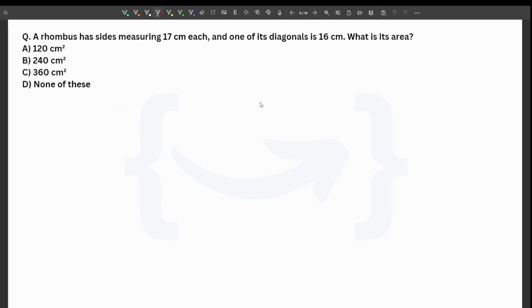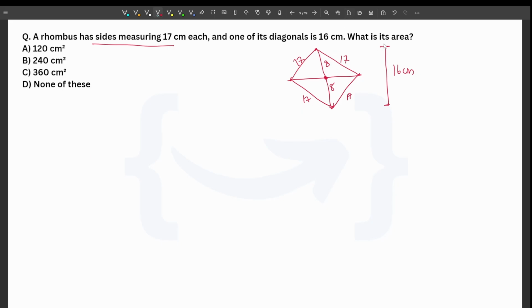Okay. Now a rhombus has sides measuring 17 centimeters each. So let me create a rhombus first, so that we can visualize this question. Apologies for the diagram. Let's say this is one diagonal in my rhombus and this is another diagonal. 17 is the common length for each side as the question said, and I have a diagonal which is 16 centimeters. So what would be the half of it? It would be 8, isn't it?